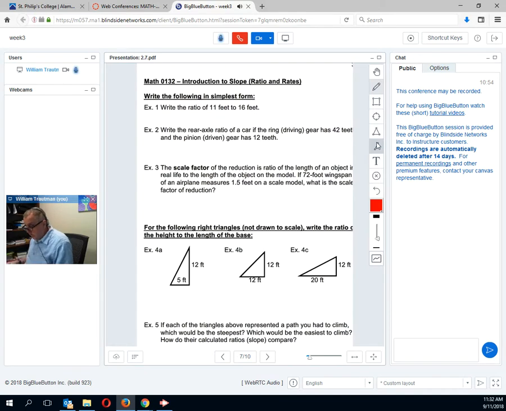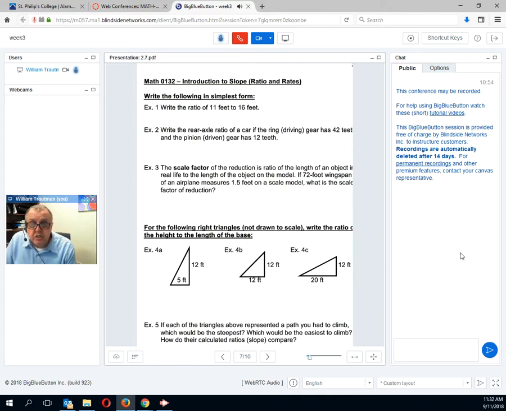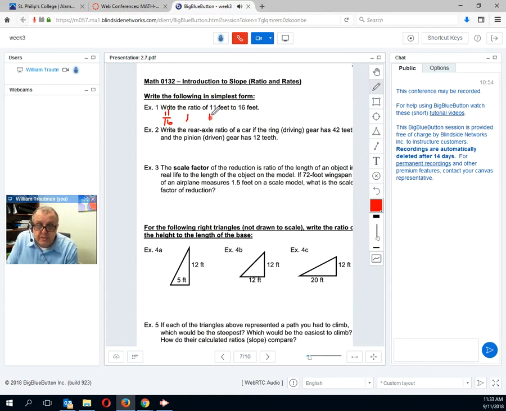So let's do the ratio part. I'm in the workbook, and I'm just going to do some extra ratio stuff. Write the ratio of 11 to 16. There's 3 ways you can write a ratio. One is a fraction, 11 to 16. Since they both have the same units, you can write a fraction. You can also write 11 with this little colon mark to 16. And then you can do 11 to 16. So those are different ways of writing a ratio.